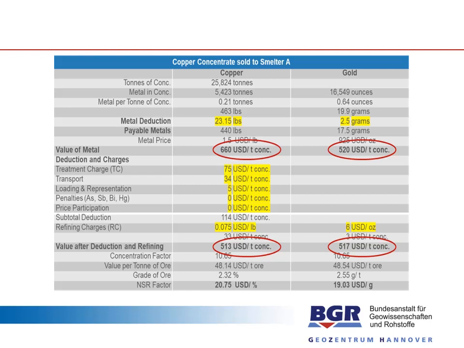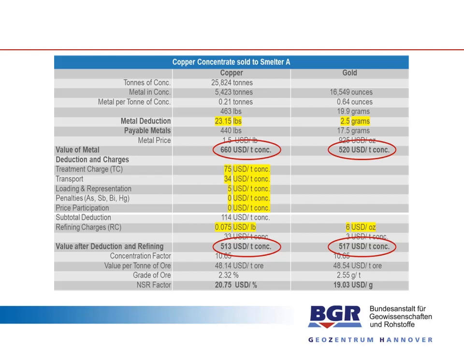As the deductions for treatment charges, transport and so on are only applied once, they are not applied for the gold value. So gold is only the refining charges that are subtracted. These are $6 per ounce. As we have half an ounce, it's only $3, so the concentrate value for gold is $517 per ton of concentrate.